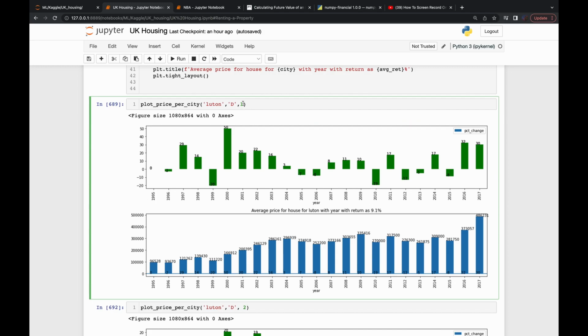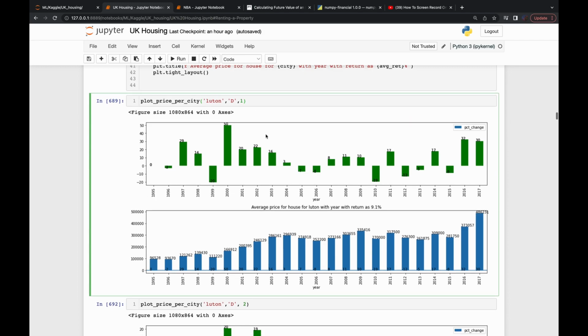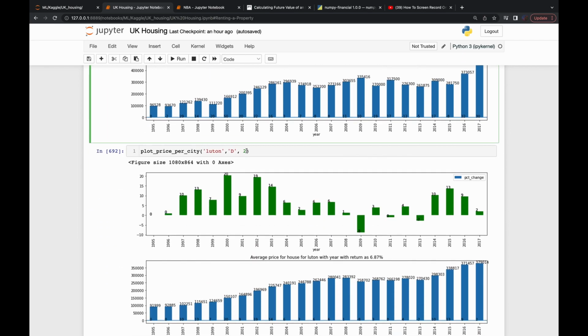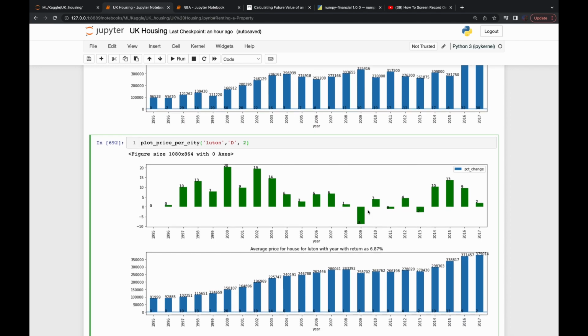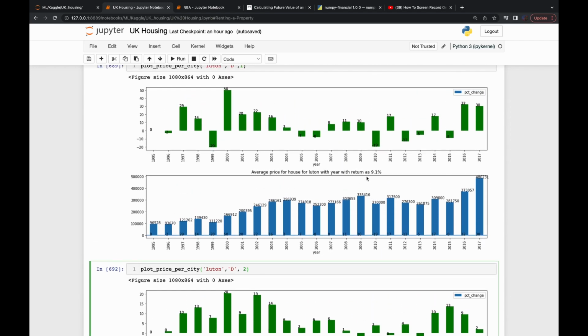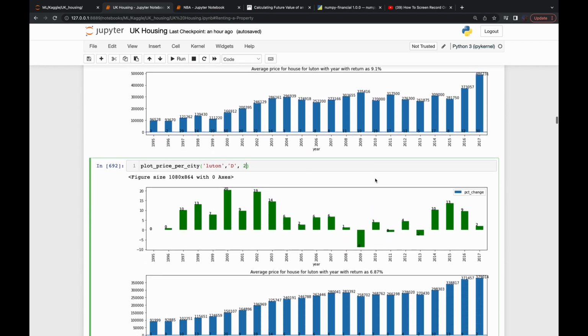Okay, so this parameter is for the new house. If you would have bought a new house, this is what it's going to do, and this is for the old house. Now, if you bought an old house in 2009, your price would have gone down by 8%. But see, it is catching up later on. So on average, you're getting about 7% return over 22 years. Here again, for the new house, you're probably getting 9% return.